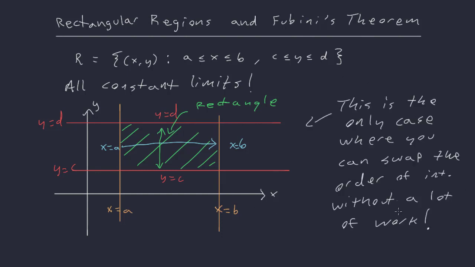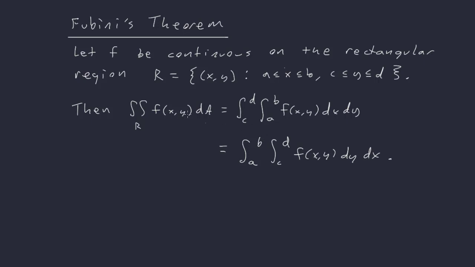Okay, and this is such a big deal, it actually gets its own theorem, which is Fubini's theorem. What Fubini's theorem says is that if f is continuous on the rectangular region R, defined in the same way we did before, then the double integral of f(x, y) dA over R can either be written as the integral from c to d and a to b of f(x, y) dx dy, or in the other order with the y first and the x second. This is the only case where this works, and this is just a special case of what we've been doing.